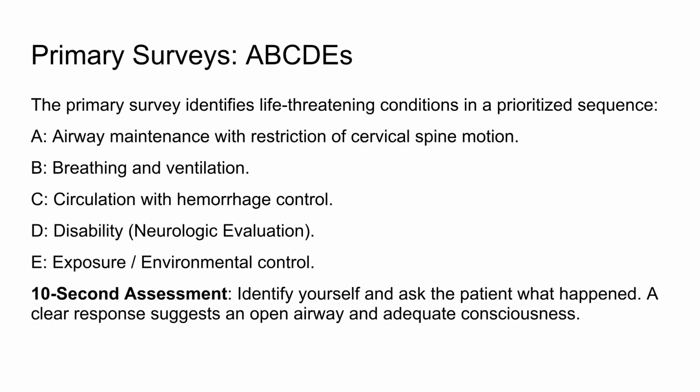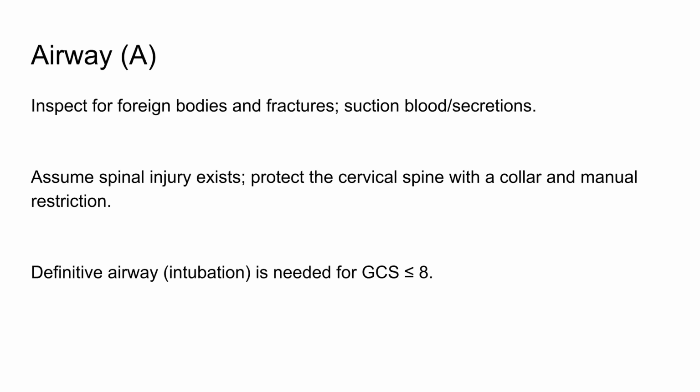The primary survey uses the ABCDEs to prioritize life-threatening conditions. A quick 10-second assessment can give initial clues about the patient's airway and consciousness. For airway, inspect for obstructions and suction secretions. Always assume spinal injury and restrict cervical spine motion.